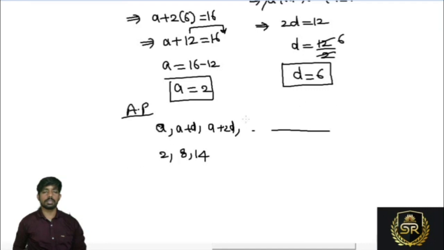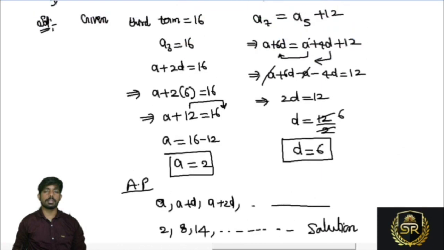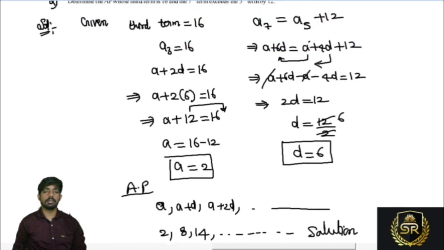Common difference is 6 here, so add 6 here, add 6 here. 8 plus 6 is how much? 14, right? And so on up to... This is an AP series, that's all. This is what the solution is asking. It is asking for an AP series, so we found the AP. That's all. This is the answer. Is this clear? I'm done.